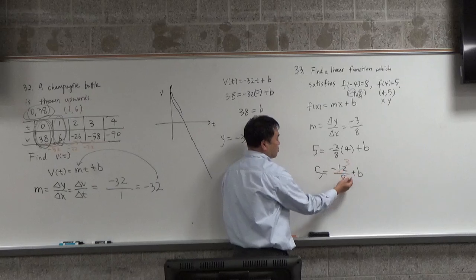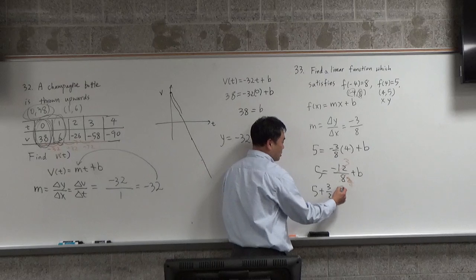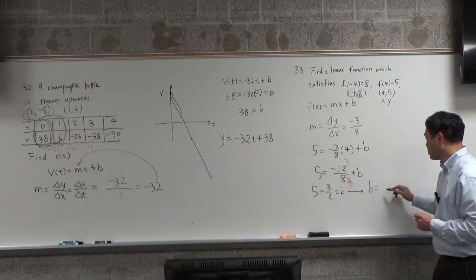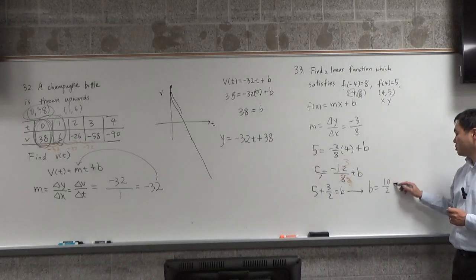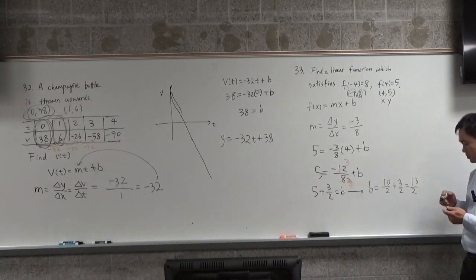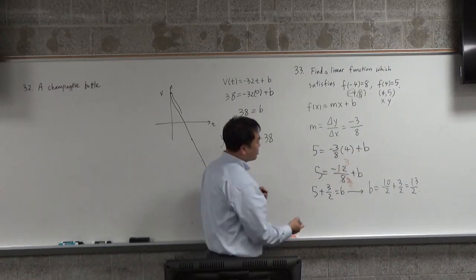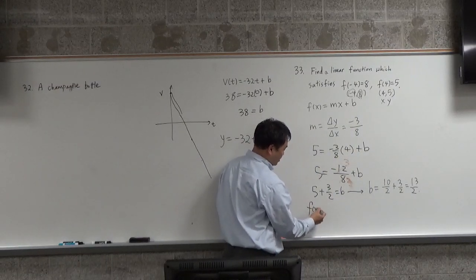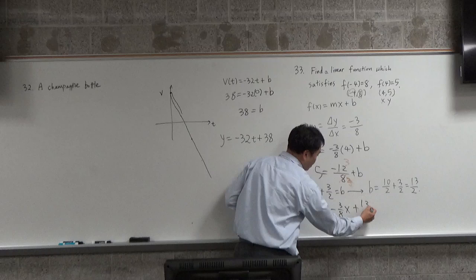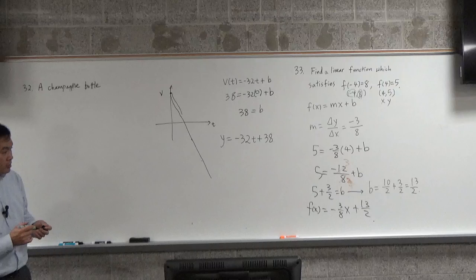And you move the negative 3 over 2 to the other side, so you get 5 plus 3 over 2 equals b. And that gives you b equals 10 over 2 plus 3 over 2, which is 13 over 2. Oh, but that's not over, sorry. So what's the answer? Negative 3 over 8x plus 13 over 2. That's the answer.